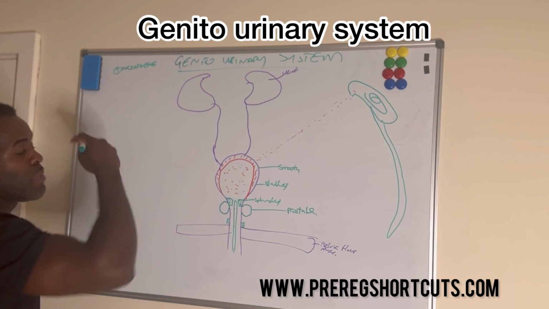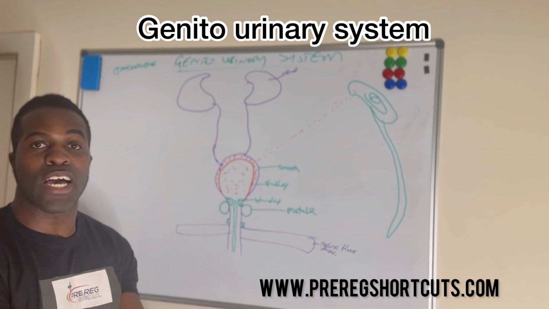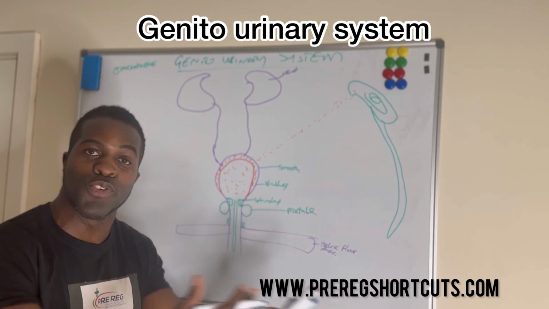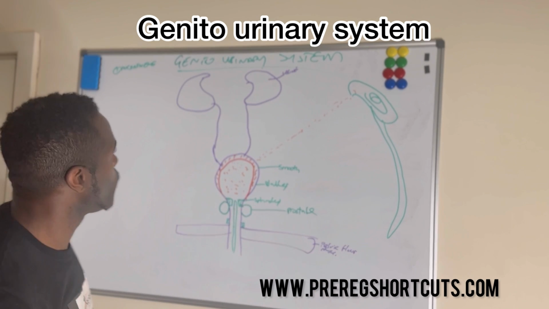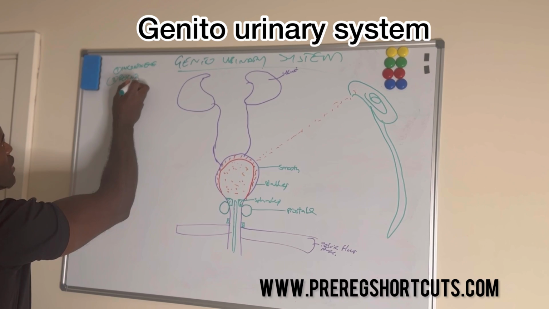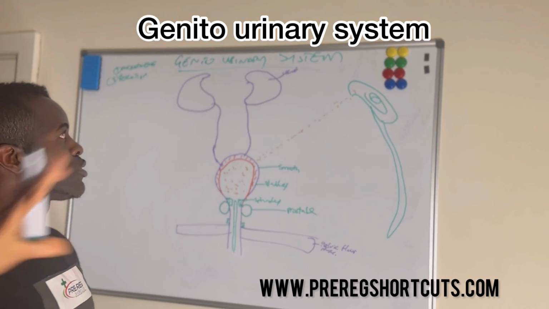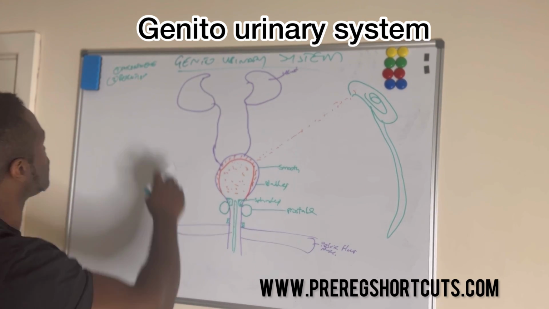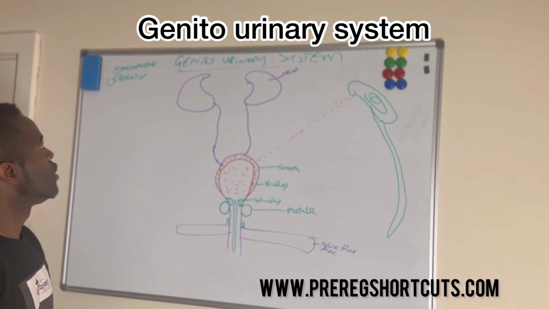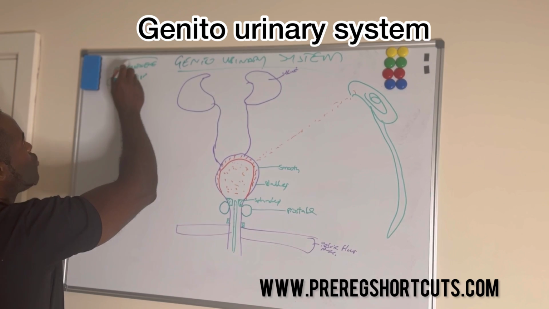And then the second thing we may have is we cannot pass our urine. It is stuck. It is retained. And we're trying to get urine out, but we can't. That's what we call, number two, retention. So the main two things that you need to focus on when it comes to the genito-urinary system is urinary incontinence and urinary retention. So let's talk about the first one, urinary incontinence.